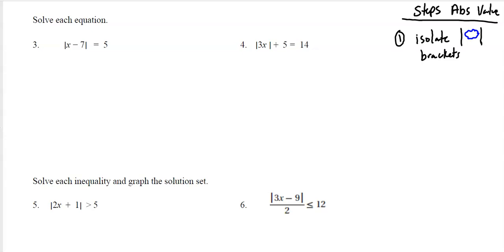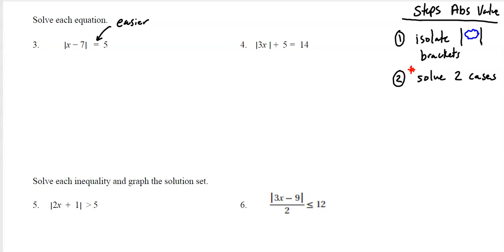Then step 2 is you need to set up and solve two cases. And this is where it gets a little tricky. I'm going to put a little asterisk up here. So let's start with the first example, because the equal-to ones are typically easier. And when you get down to the bottom ones, those are going to be a little bit tougher. So right now, step 1 is done. My brackets are isolated. There's nothing else on the left-hand side besides the bracket.